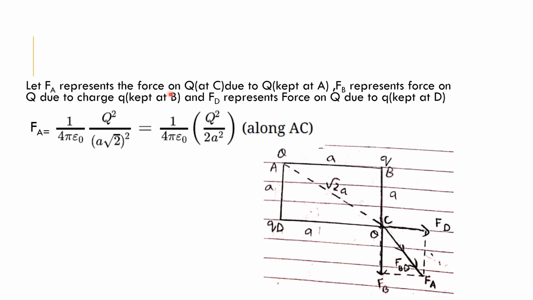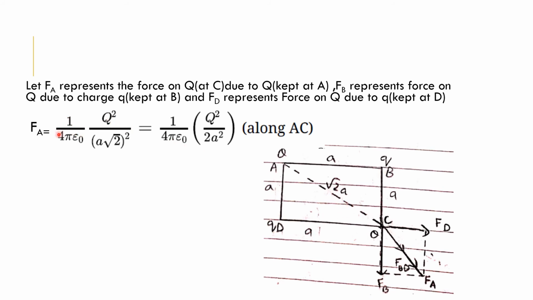FA represents force on Q due to Q, and FB represents force on Q due to this Q, and FD like this. Then FA is equal to 1 by 4 pi epsilon naught. Now what about this distance? The distance also you have to find out. This distance is A. Only this is given. So this diagonal distance, using Pythagoras theorem, is square root of A square plus A square, that is square root of 2A square, that is root 2 into A. Root 2A is this distance using Pythagoras theorem. So root 2A, that you have to substitute.